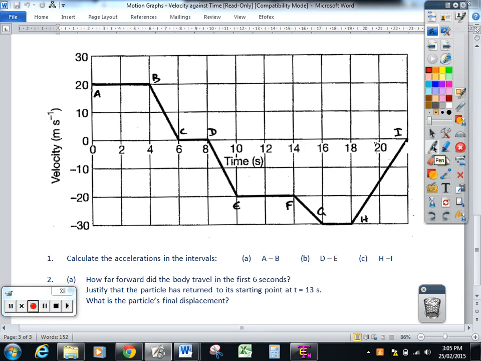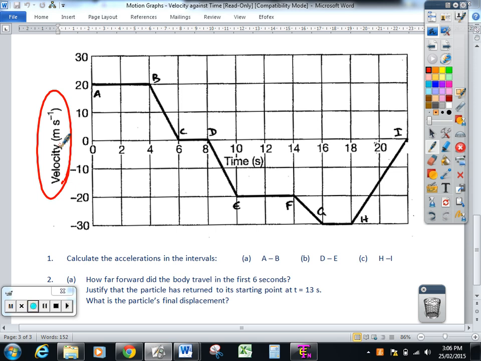Right, this is the last of the graphs. The reason why it's last is that it's a much more complicated journey, isn't it? Remember, once again, before you do anything with a travel graph, there are two different forms. You look at the vertical axis. If it's velocity versus time, then it's a totally different thing than displacement versus time. Gradients mean different things. Okay?